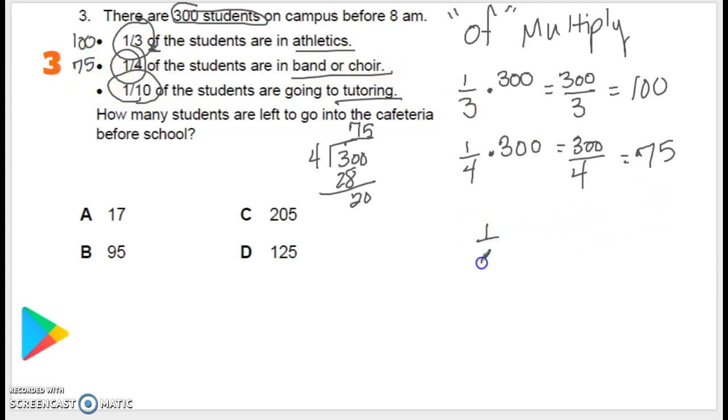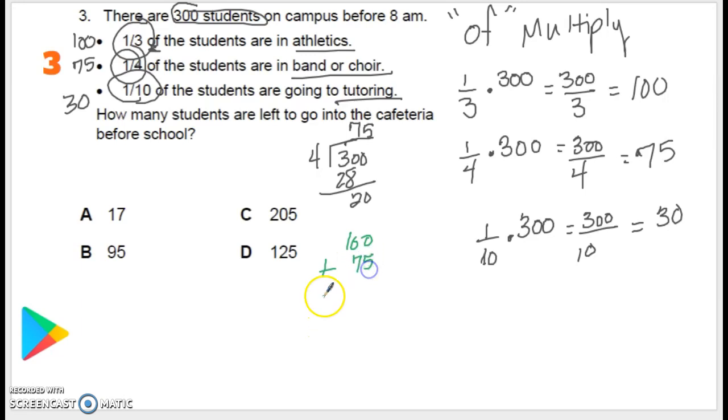And then we have 1/10 of the kids going to tutoring. So 1/10 times the kids gives us 300 over 10, gives us 30 kids going to tutoring. 30. So we're going to add those up. So we have 100 plus 75 plus 30 altogether gives us 205 kids that have somewhere to be.